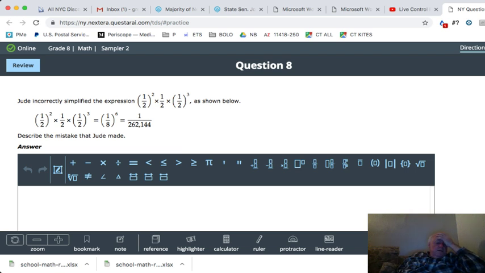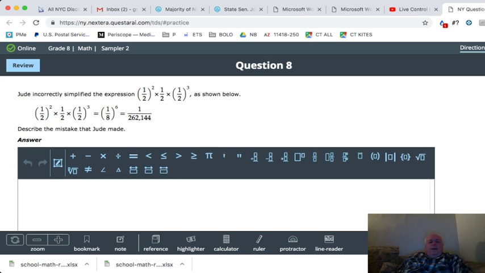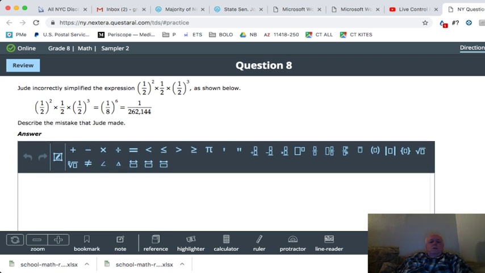Jude incorrectly simplified the expression (1/2)^2 times 1/2 times (1/2)^3 as shown below: (1/2)^2 times 1/2 times (1/2)^3 equals (1/8)^6 equals 1/262,144. Describe the mistake that Jude made. Okay, so they want it in words.